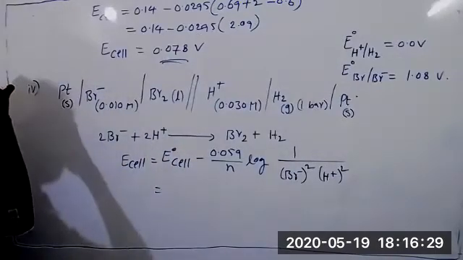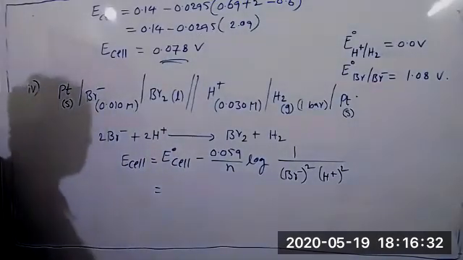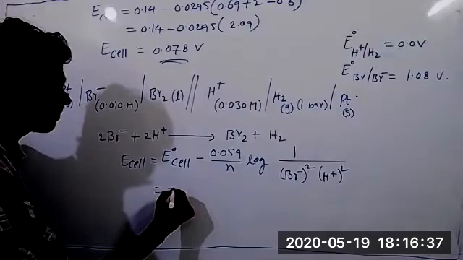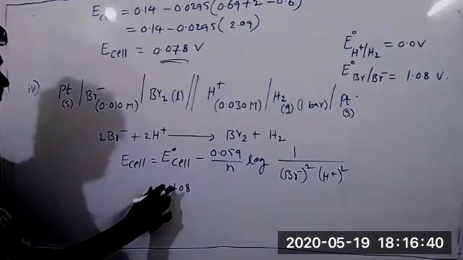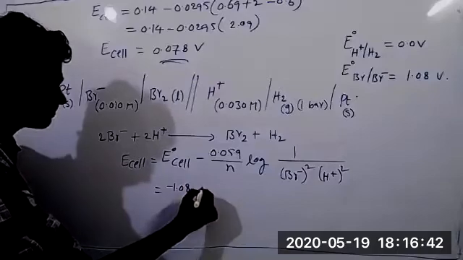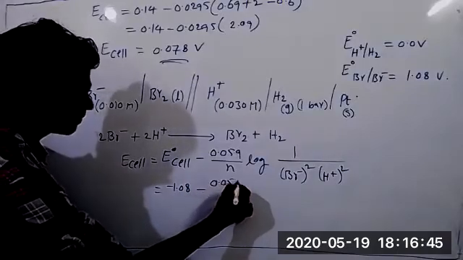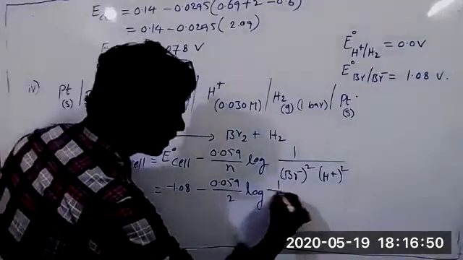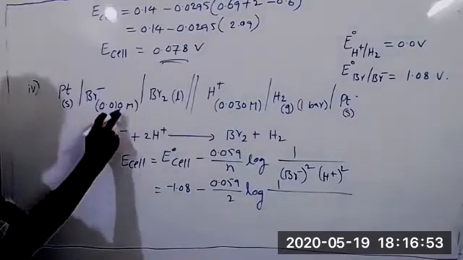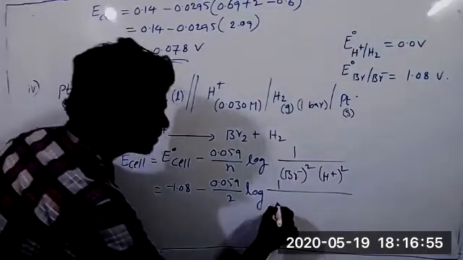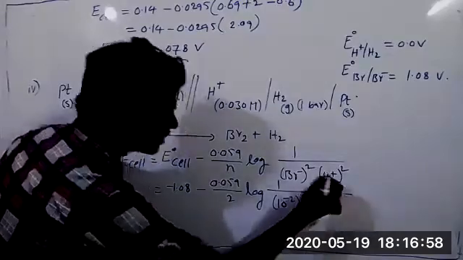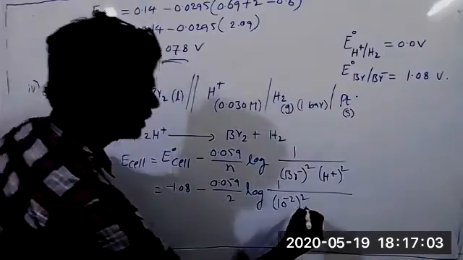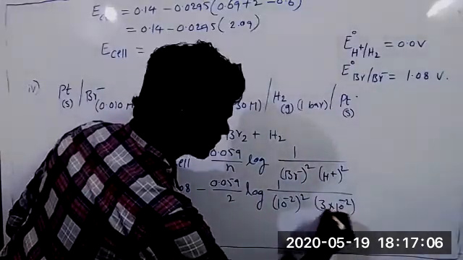E naught cell value, minus 1.08, okay, minus 0.059 by 2 log of 1 by Br minus concentration is 0.01, means 10 power minus 2 whole square, and H plus concentration is 0.03, so 3 into 10 power minus 2 whole square.